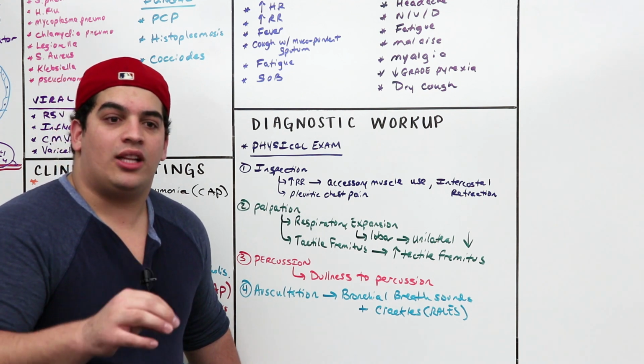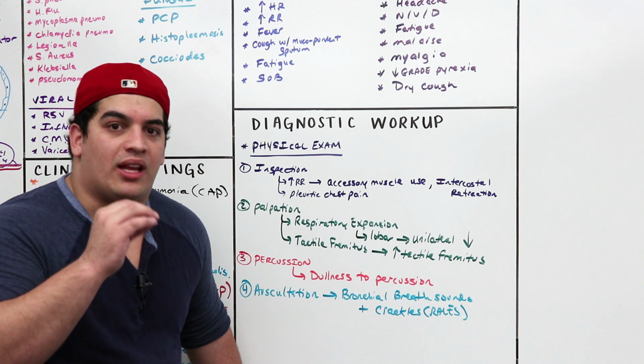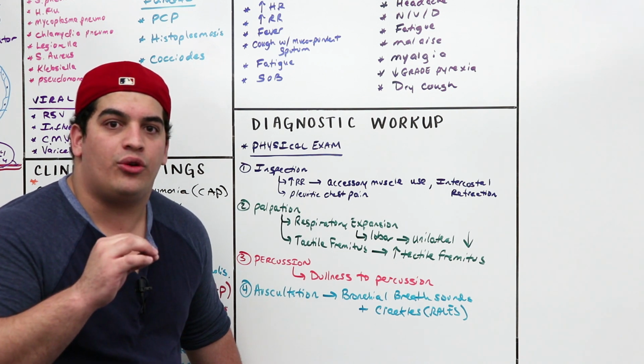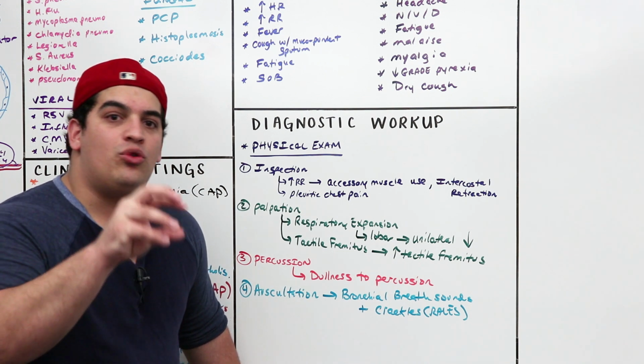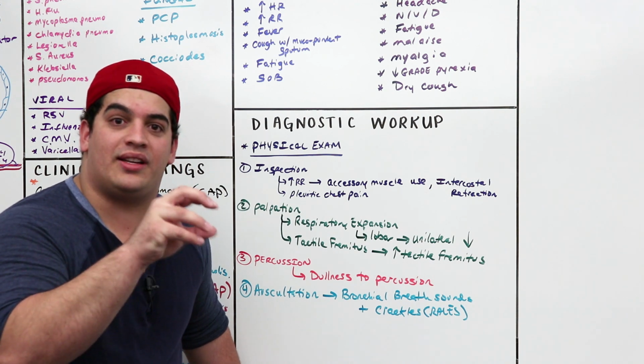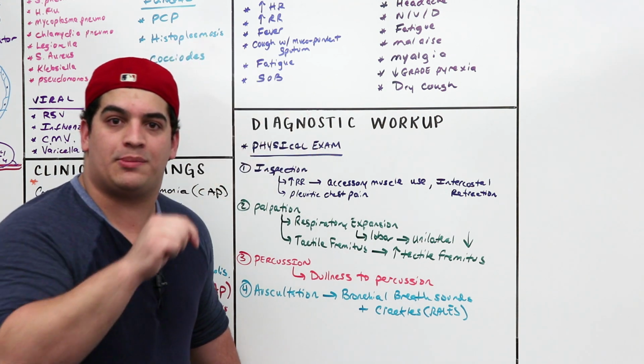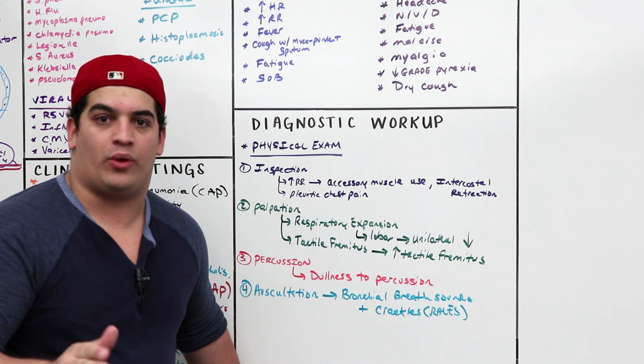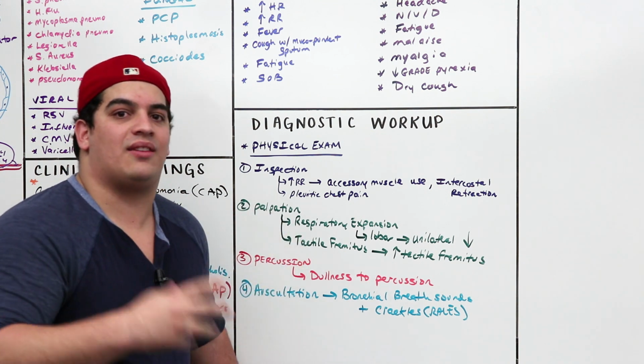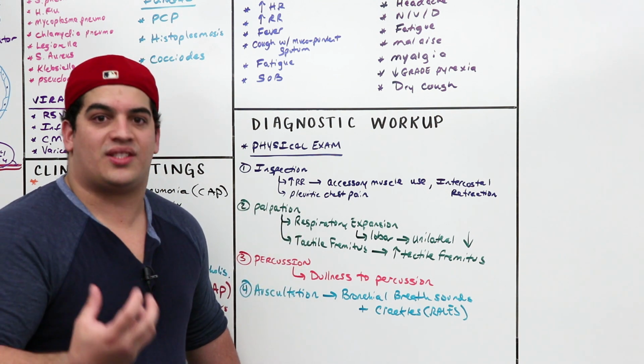And then whispered pectoriloquy is where you're having them whisper very slowly, very softly, 1, 2, 3. Whenever they're doing that, if you can hear the 1, 2, 3 so clearly and distinctly over their whisper, that's a positive whispered pectoriloquy. All of these things are signs of increased lung tissue density or consolidation.